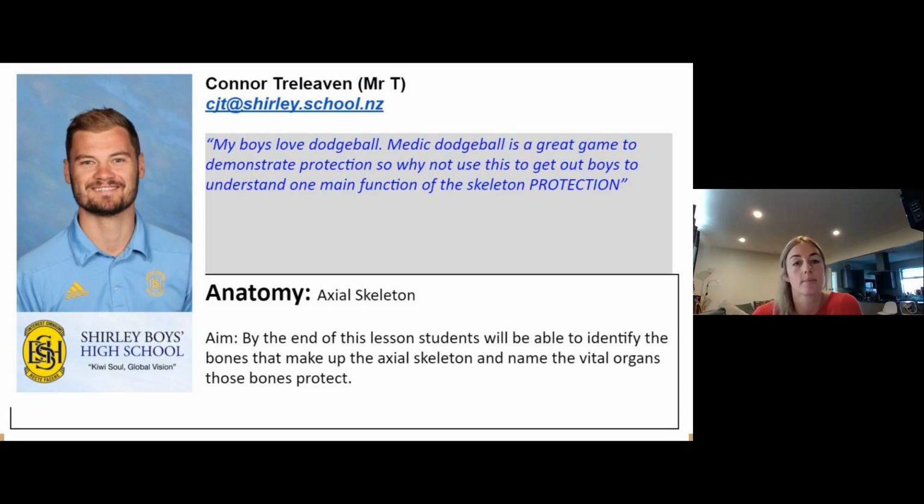So this next example is, again, looking at anatomy and the skeleton, but particularly the axial skeleton. This lesson here is a co-teaching between Dunny and Kebby. By the end of the lesson, students will be able to identify the bones that make up the axial skeleton and name the vital organs those bones protect. And we've used medic dodgeball or king and guard dodgeball, whatever you call it, as the example here.